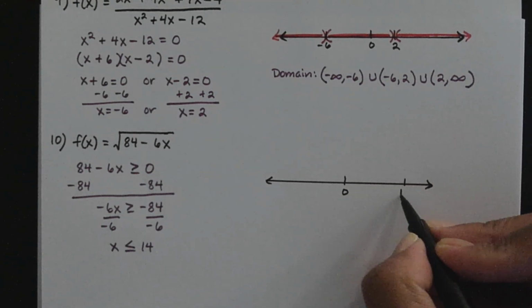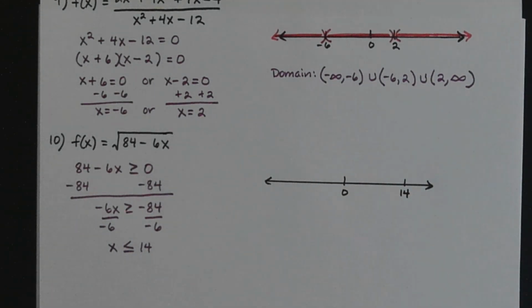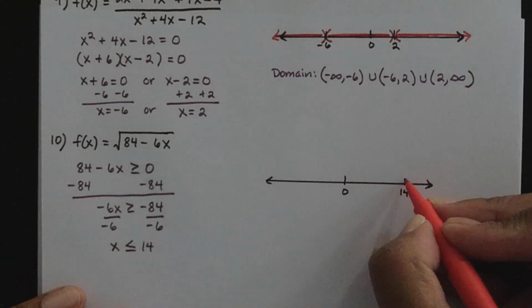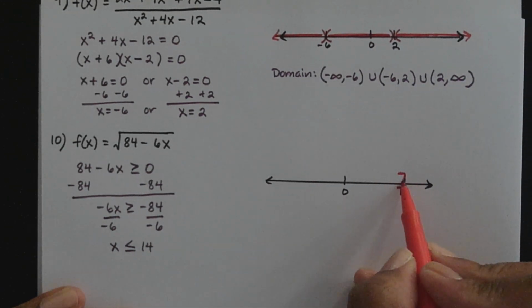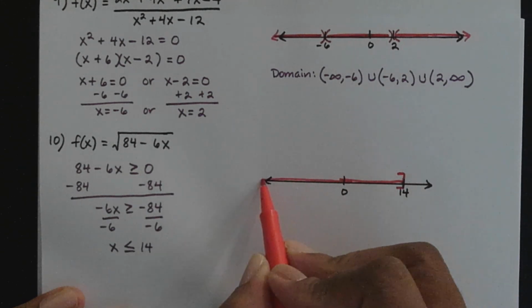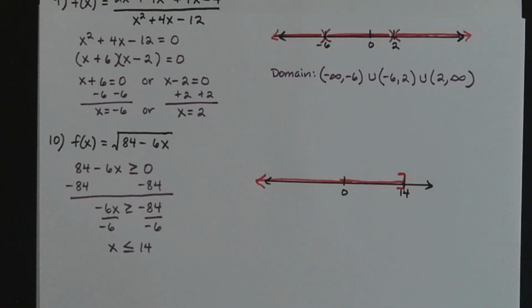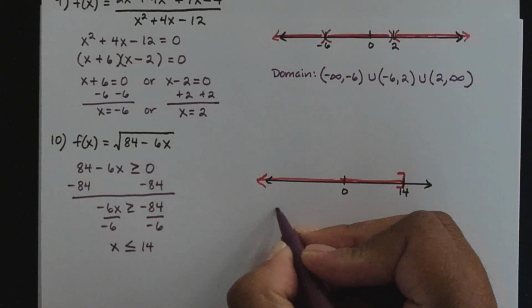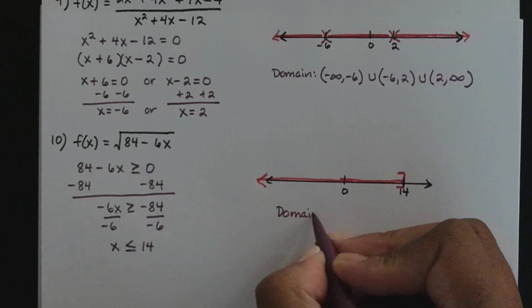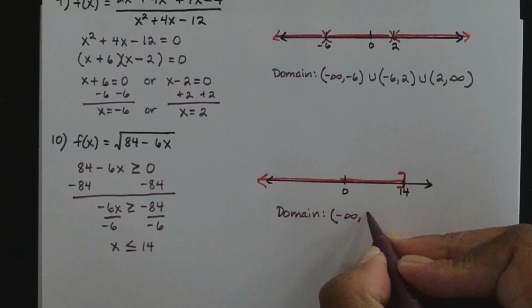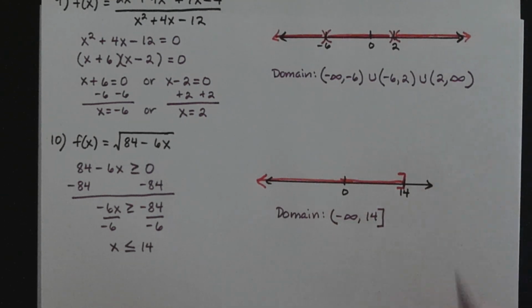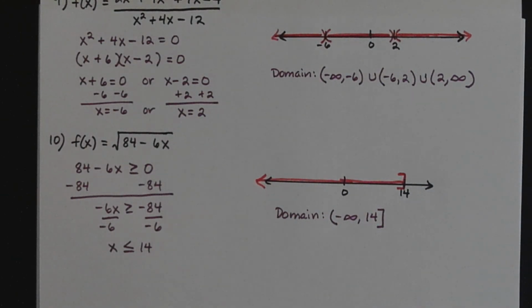Okay, so if we were to do this in interval notation, let's see, 14 is to the right-hand side of 0. And do I need a bracket or parentheses? Bracket, because it's less than or equal to. That means 14 will be included, and any x value less than 14 would work for this radical function. So the domain here would be from negative infinity up to 14, and we do include the 14, so that's why I have the bracket there for the 14.